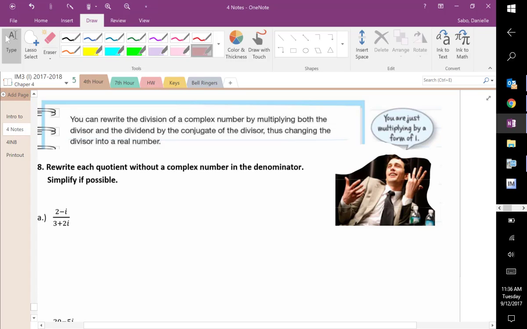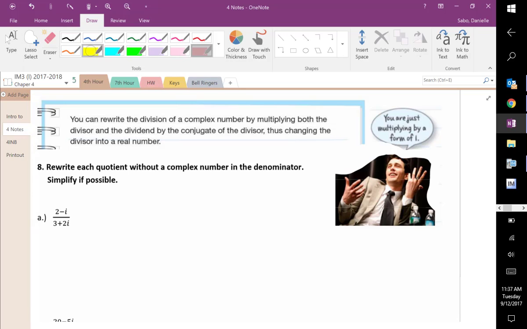So what does that mean? Just like you can't have square roots in the denominator, which I'm sure you've been told in the past, you can't have imaginary numbers in the denominator either, because that's not the simple form in math. But there's a way we can make sure that it's not in the denominator. So I'm going to multiply by the conjugate.